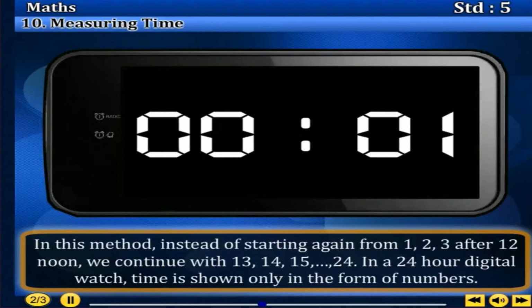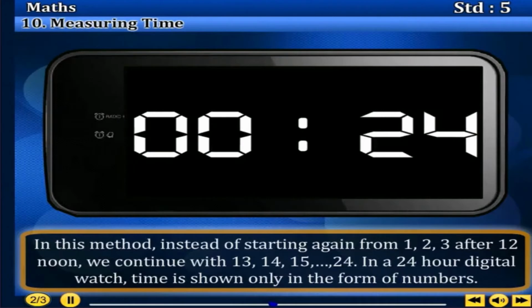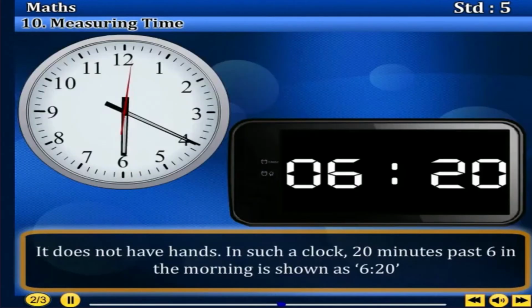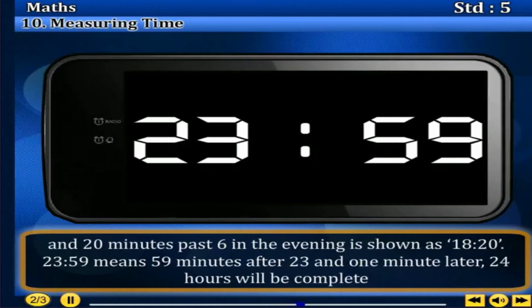In this method, instead of starting again from 1, 2, 3 after 12 noon, we continue with 13, 14, 15, up to 24. In a 24-hour digital watch, time is shown only in the form of numbers. It does not have hands. In such a clock, 20 minutes past 6 in the morning is shown as 6:20 and 20 minutes past 6 in the evening is shown as 18:20.